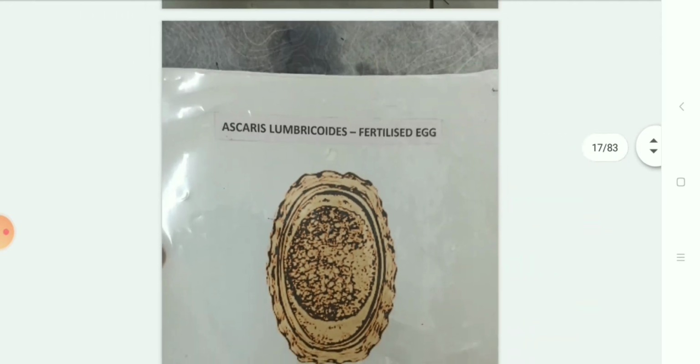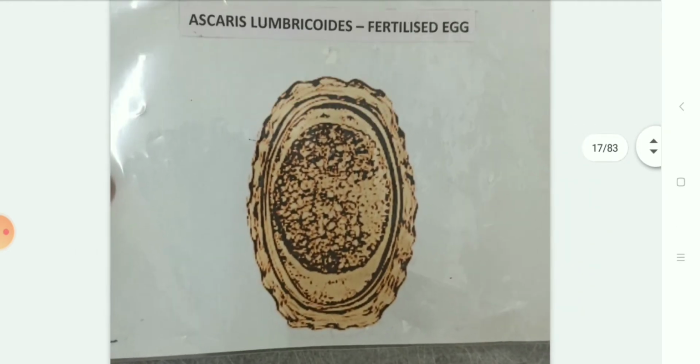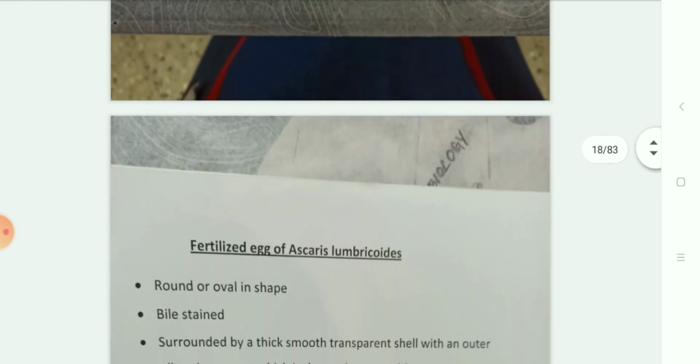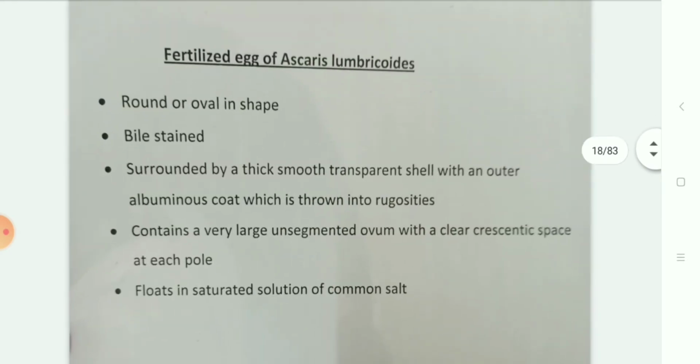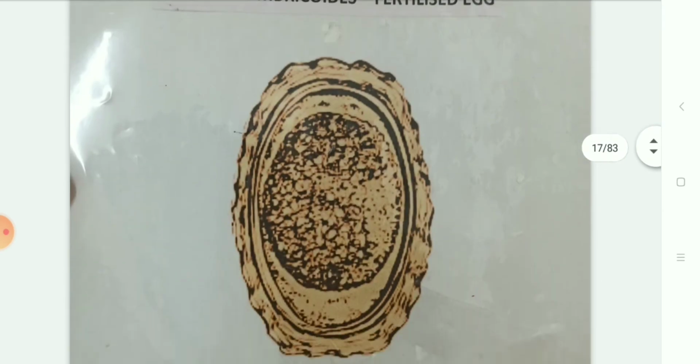You can see this is the structure, as you can see here, the fertilized egg of Ascaris lumbricoides. So the features of the fertilized egg of Ascaris lumbricoides are, it is round or oval in shape, as you can see here, round and oval.